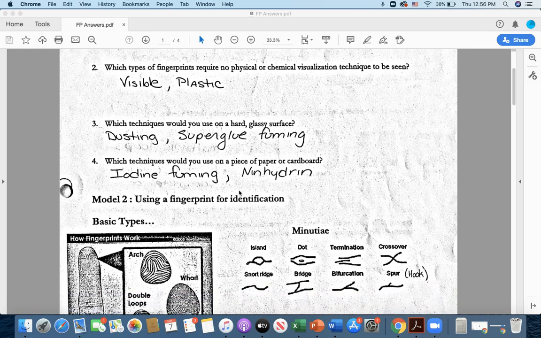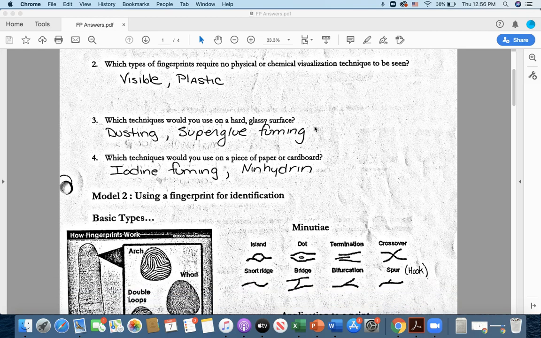So number 3 is dealing with a non-porous substance. This is going to be dusting, super glue fuming, anything that leaves a layer of developing substance on top of that print. Okay, it is not a chemical reaction. You're simply covering it with dust or covering it with the substance in the super glue, the cyanoacrylate ester that you saw in the video. That substance will stick to the print.